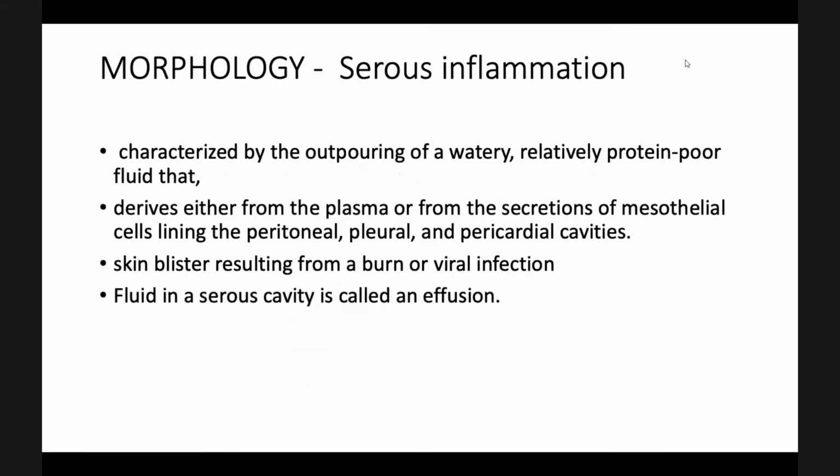Okay, serous inflammation. Serous inflammation has an outpouring of watery, relatively protein-poor fluid that is derived either from the plasma or from secretion of mesothelial cells lining the peritoneal, pleural, or pericardial cavities. A skin blister resulting from a burn or viral infection is also a kind of serous inflammation. Fluid in a serous cavity is called an effusion, for example pleural effusion and pericardial effusion. That is because of serous inflammation. It is serous because there is less protein. When there is more protein and WBCs, it becomes exudative.